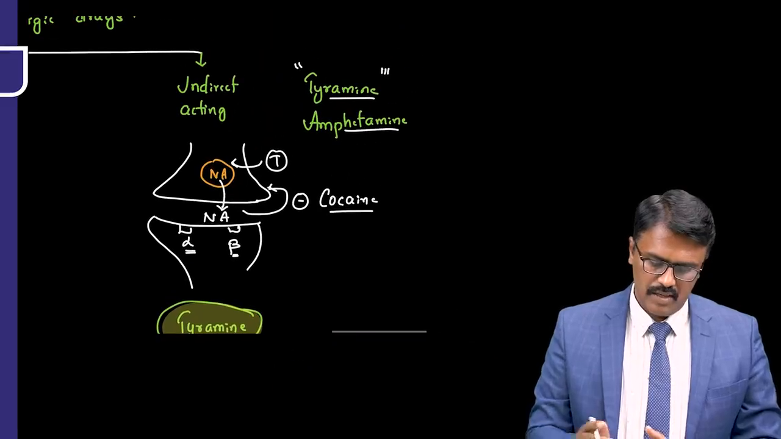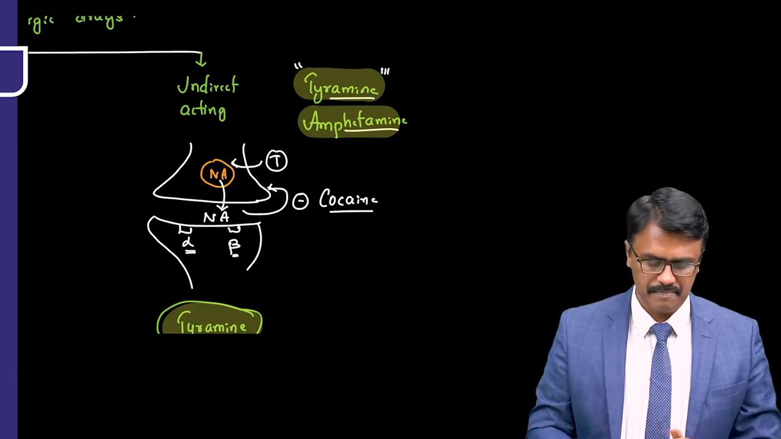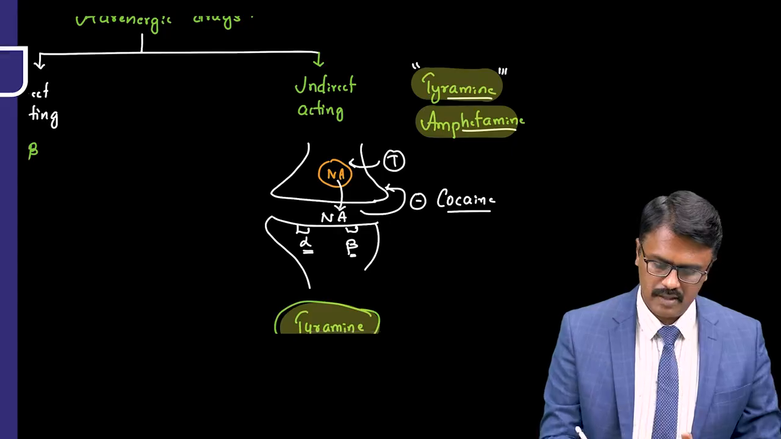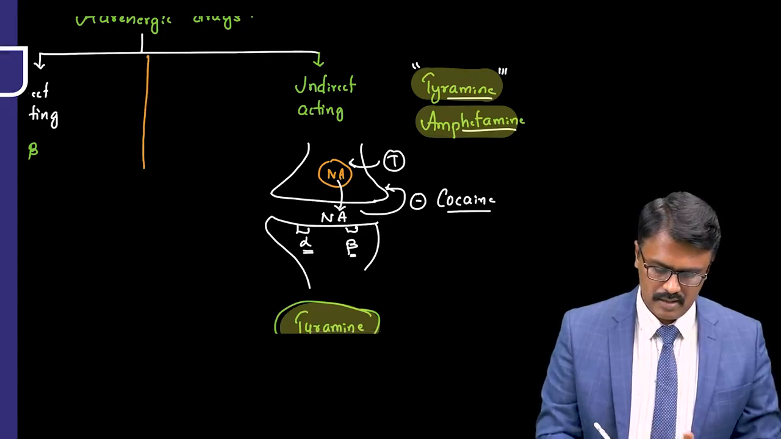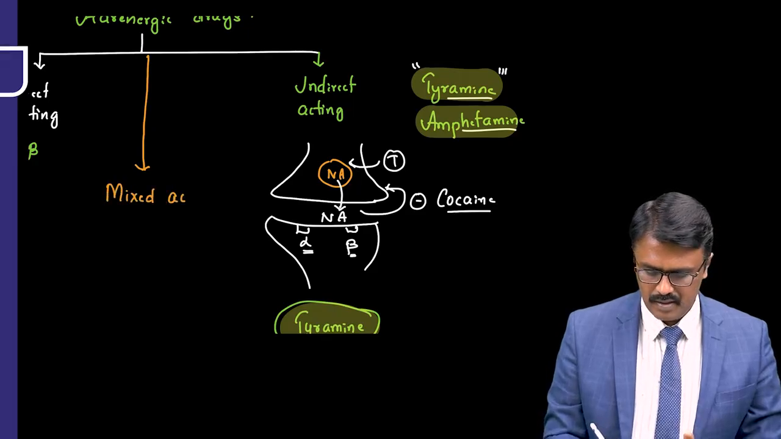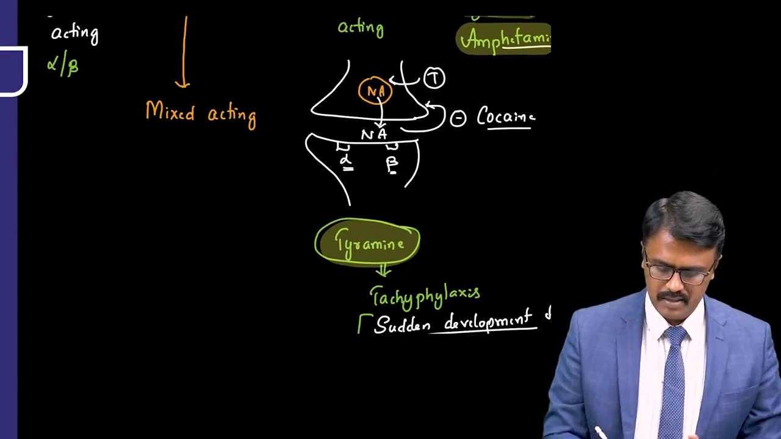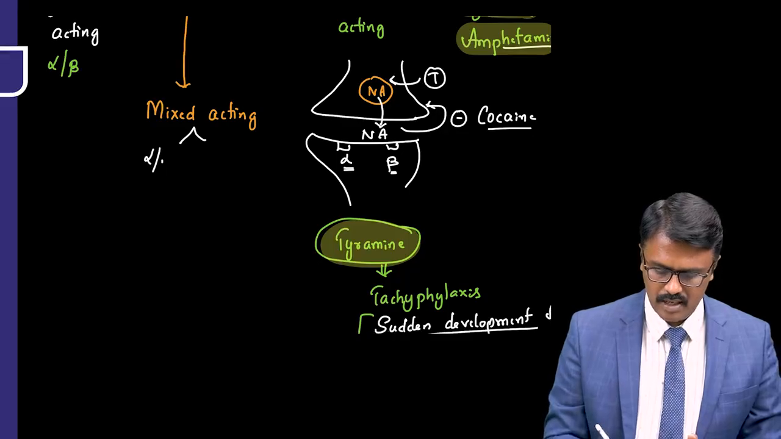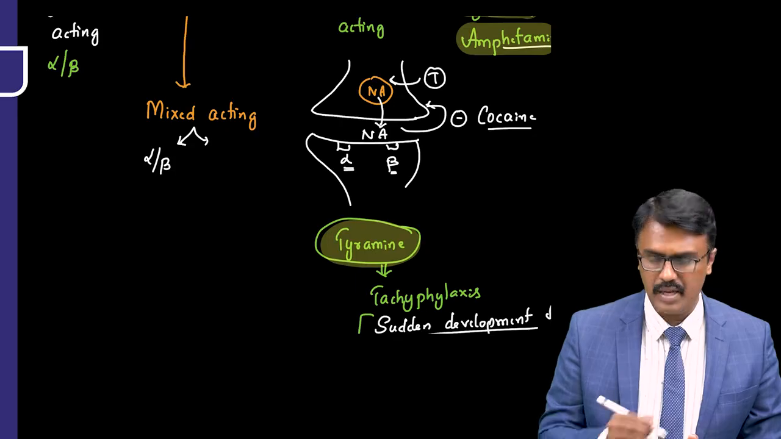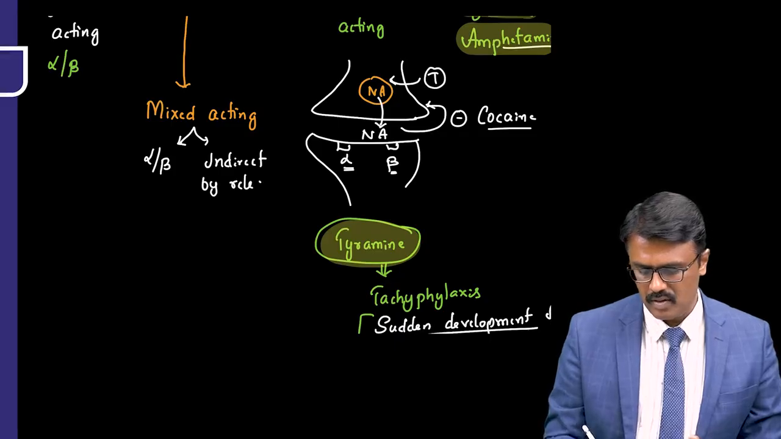So we understood the meaning of indirect. The meaning is they don't directly act on the receptor. Now another important aspect we need to understand is the drugs which are called mixed acting. What do you mean by that? Mixed acting means they can act on the alpha or beta receptor directly, and also they can act indirectly by releasing noradrenaline. So they have both the actions.